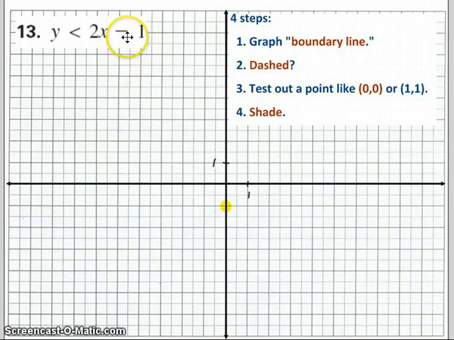I plot my b, my y-intercept at -1. I apply the slope, 2 over 1. I draw the line through it. Should it be dashed? In this case, it should be dashed because that arrow is not underlined, so I change that to a dash. And what I'm going to tell you in class is what I often do is go ahead and draw this line with pencil and then simply pull out an eraser to indicate that the line is supposed to be dashed.